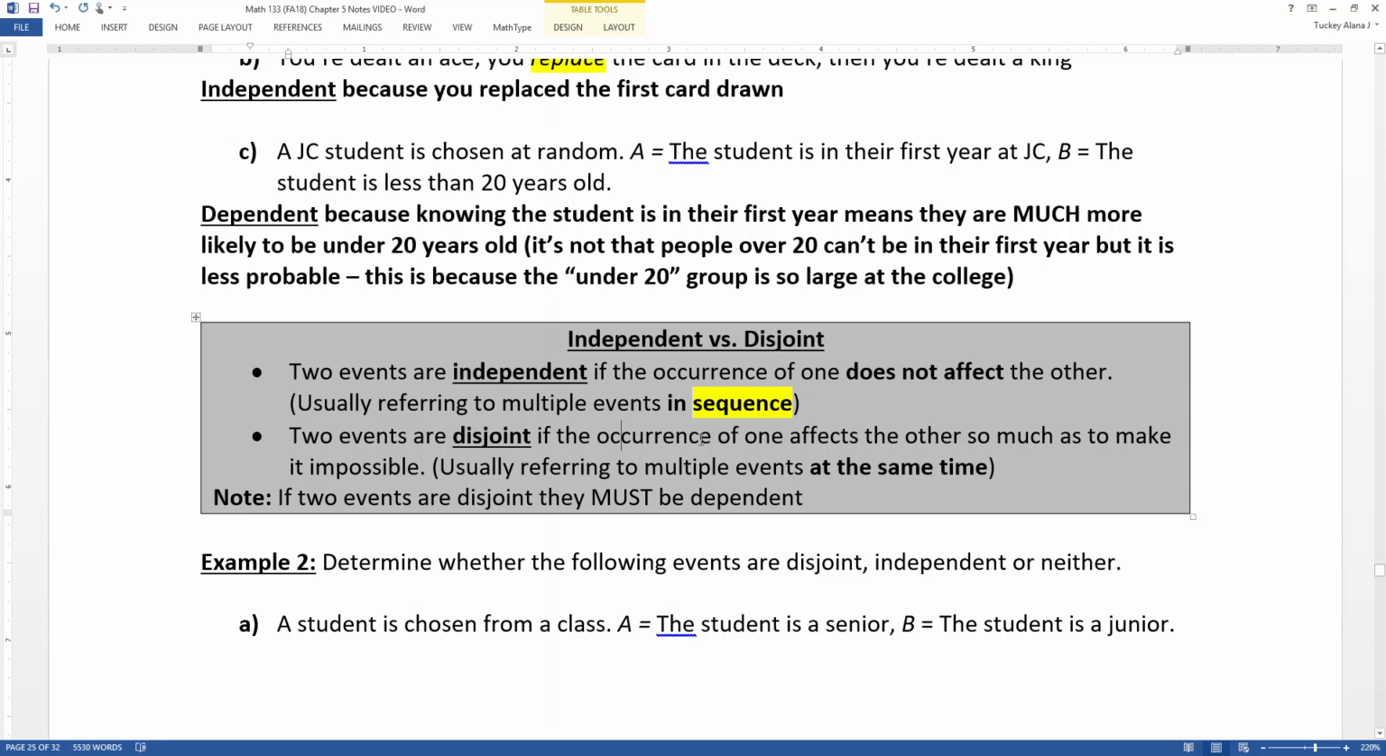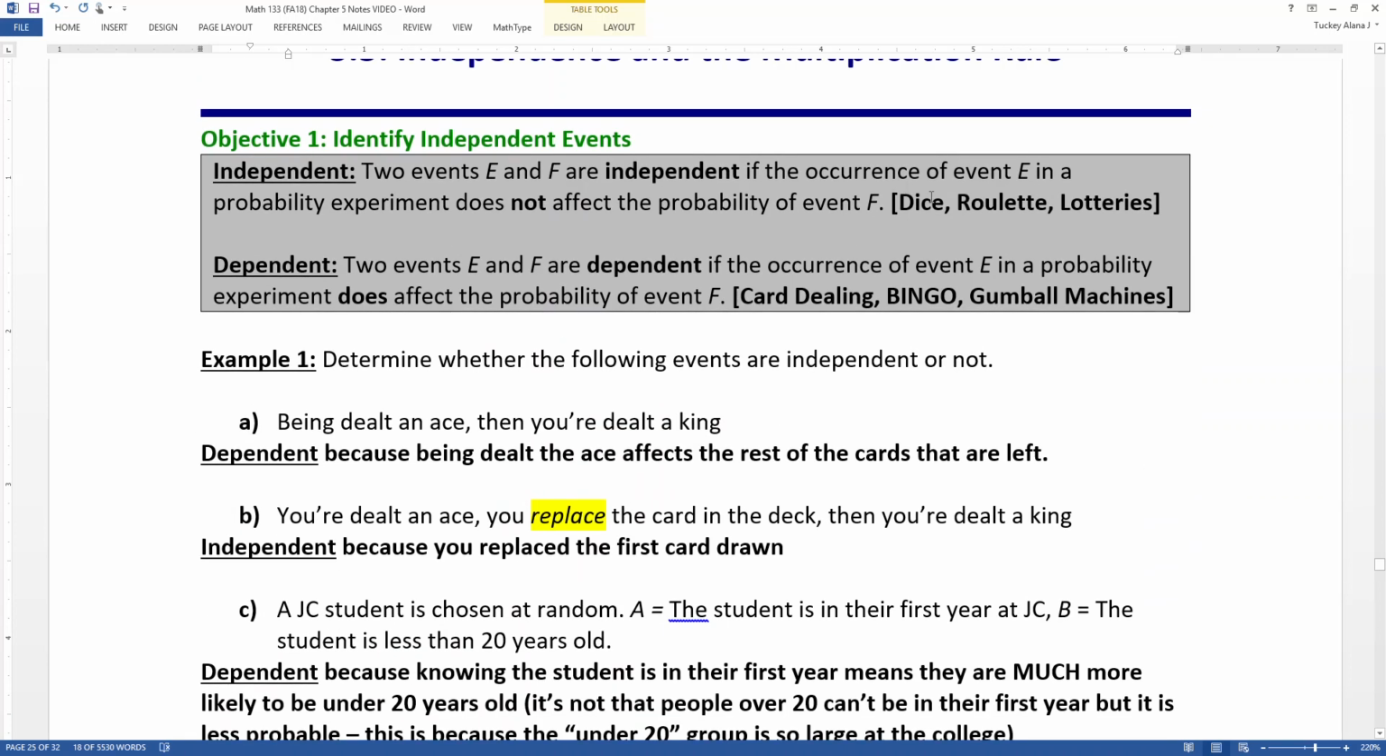Disjoint was talking about the occurrence of multiple events at the same time, right? When the occurrence of one affects the other so much that it makes it impossible. So, for example, if I toss a die just once, what's the chances it's a 3 and a 4? Well, it can't be both. It's either a 3 or it's a 4. Those are disjoint. If I toss the die one after the other, could I get a 3, then a 4, then a 5? Sure, that would be independent because dice in general are independent. Dice have no memory of what they've tossed before.